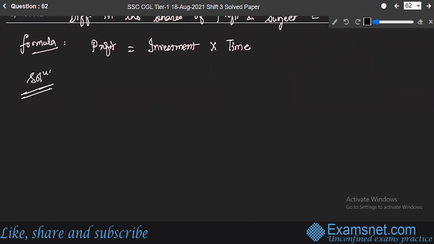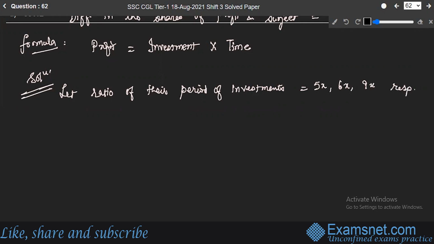So here it is. First of all, we'll assume the ratio of their period of investments, which was 5 is to 6 is to 9, to be 5x, 6x, and 9x respectively. Okay. Now, what will be the profit of Keshav? 5x into 2, which is 10x, right? Why 2? It was the ratio of investment of Keshav.